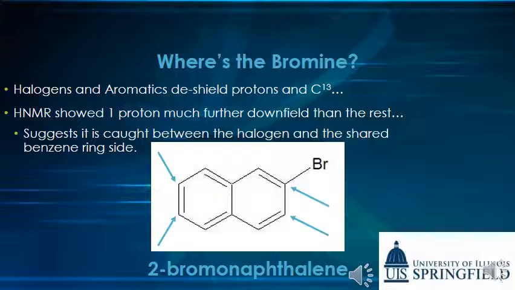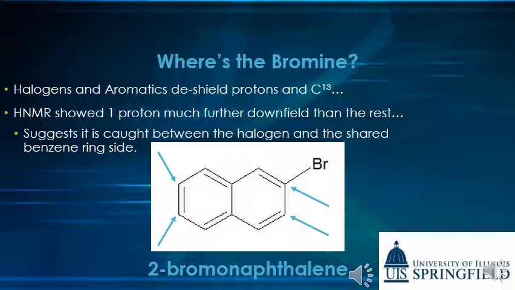Now, as I'm sure you've noticed, naphthalene is a very symmetrical structure. Theoretically, there should only be a few environments for protons and for carbons. So it means that the placement of the bromine is going to give us all those extra environments. Now, the big question is, though, where is that bromine?